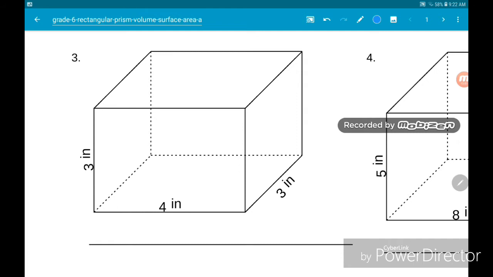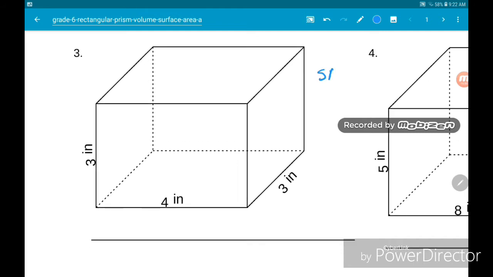Okay, number 3. I'll give you about 4 minutes to start. For number 3, we're going to find the surface area. I'll give you about 4 minutes. Front, back, top, bottom, side, side. Add them up.